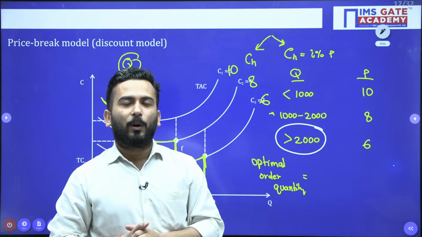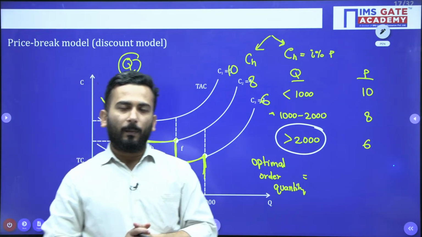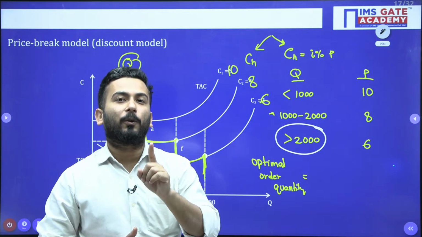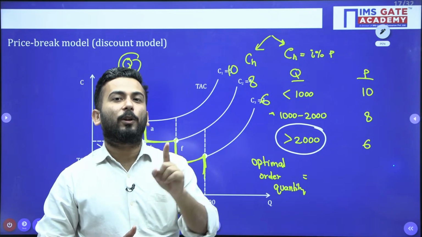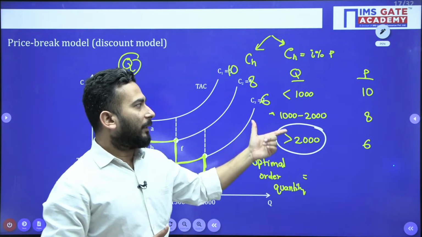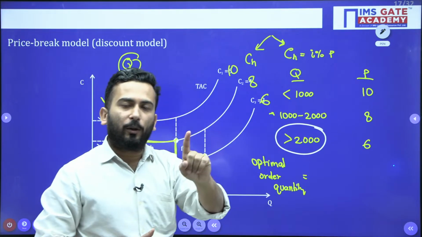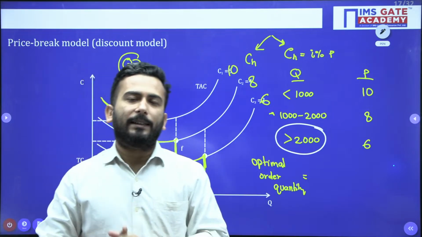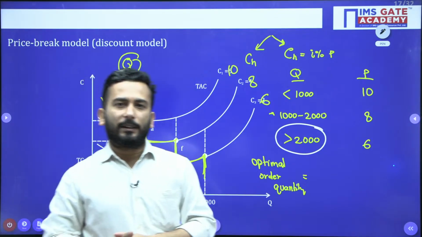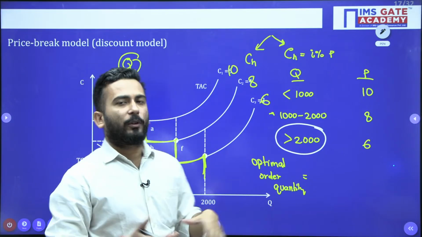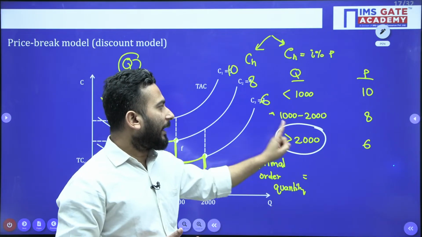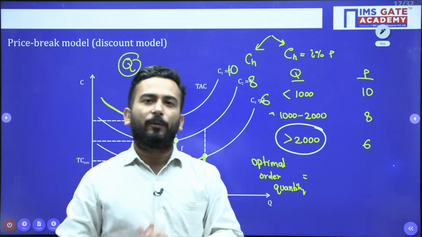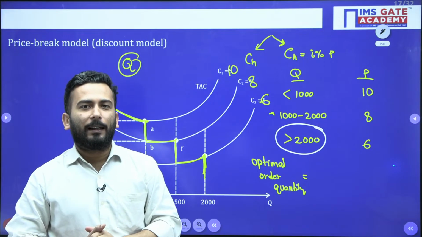So what should you do? Should you write 1500 as the answer? No. 1500 is not your answer. 1500 is one point of consideration, and the point from where the price break is happening is another point of consideration. So now you have to compare between 1500 and 2000.